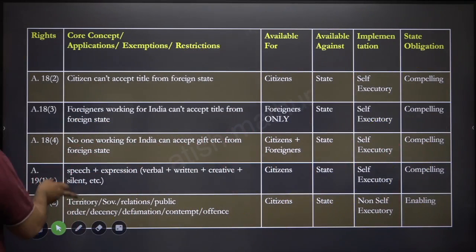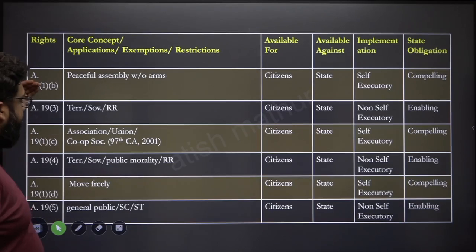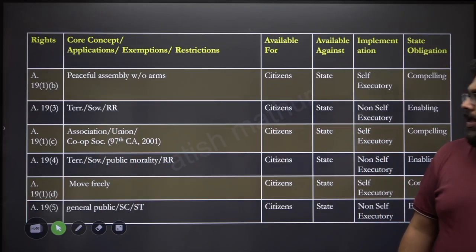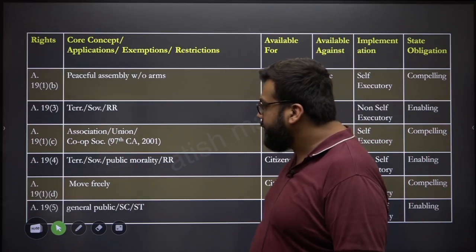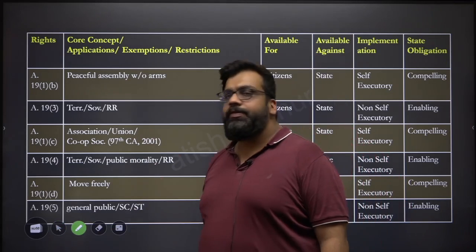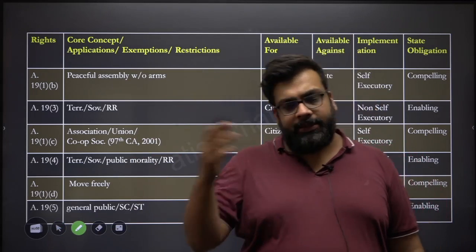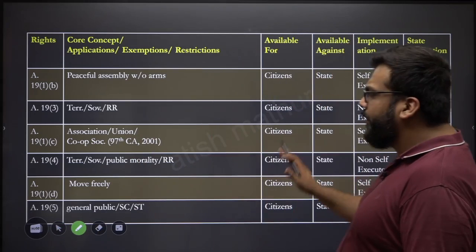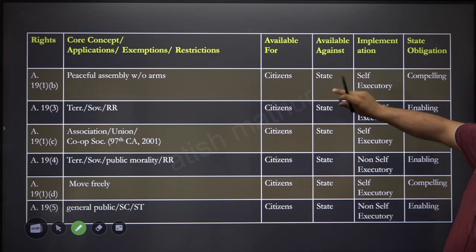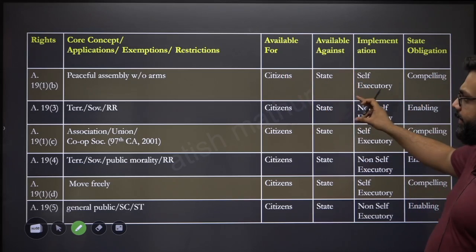Now we move to Article 19(1)(b), and the restrictions are again in Article 19 clause 3. This is peaceful assembly without arms, so you can gather around, and this has largely been in the news because of the farm law protests, the citizenship amendment protests, and so on and so forth. Extremely unlikely to be asked. The provisions and the pattern remain the same.